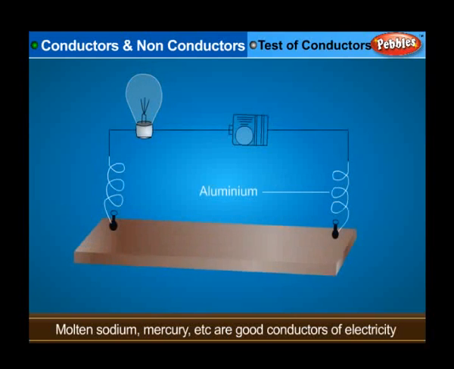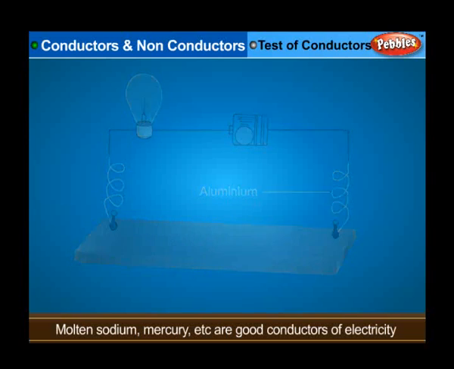Now the bulb will glow. Repeat the experiment with cotton, thread, rubber band, paper strip, and aluminium wire instead of copper wires, and observe whether or not the bulb glows in each case.